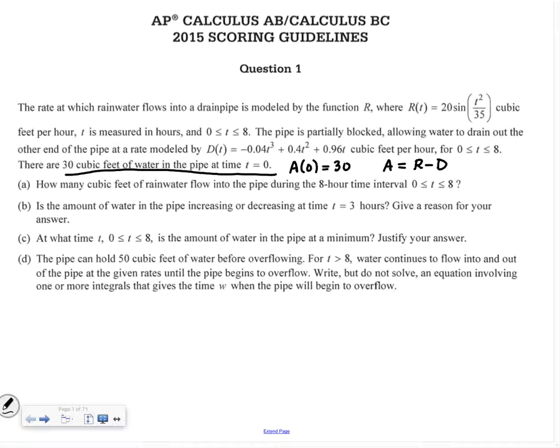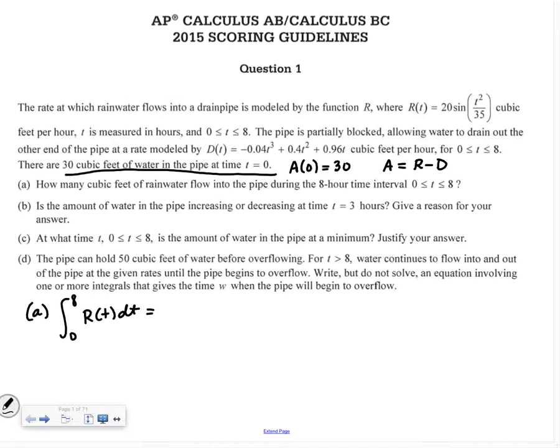So for part A, it says how many cubic feet of rainwater flow into the pipe during the 8-hour time interval 0 to 8. So we're only talking about the amount that's coming into the pipe, which is our R of t. Since this was in cubic feet per hour, we need to integrate to get cubic feet. So we're going to say from 0 to 8, R of t dt. And I don't waste time writing out the function or anything. I just put it in like that.